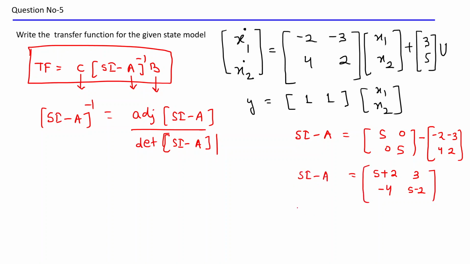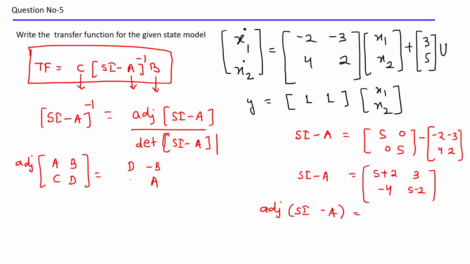So as you know sI minus A, what is the adjoint? The adjoint of a second order matrix is very easy. You just reverse the coefficients first. Let me write down how to find the adjoint of a matrix in one line. Let's say this matrix is A B C D. To find its adjoint, you swap A and D: D will come here, A will come here, and B and C will not change their position, but they will become negative. So this is the adjoint of that matrix.